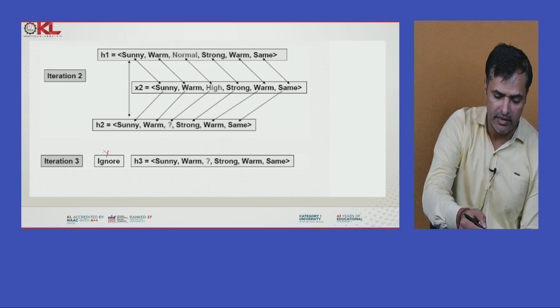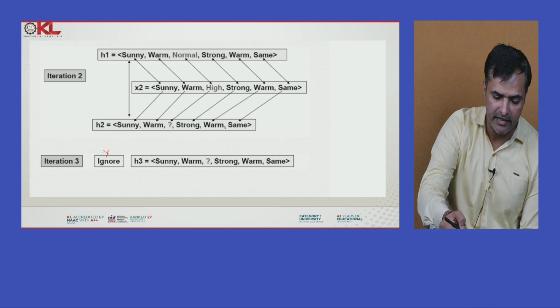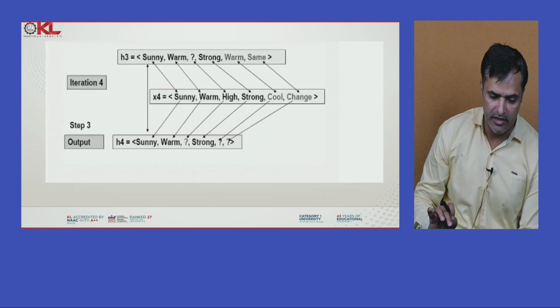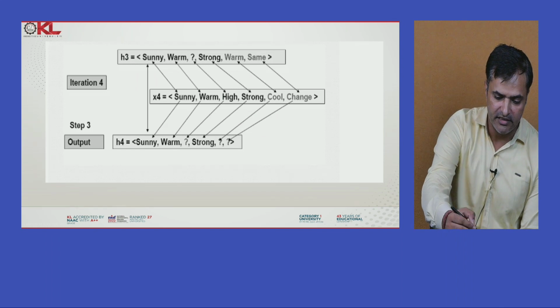Then the H2 hypothesis is the same as in H3. When we move to S4, in iteration 4, these are the same: sunny is there, then high is there, then strong is there, then warm is there, then same is there.